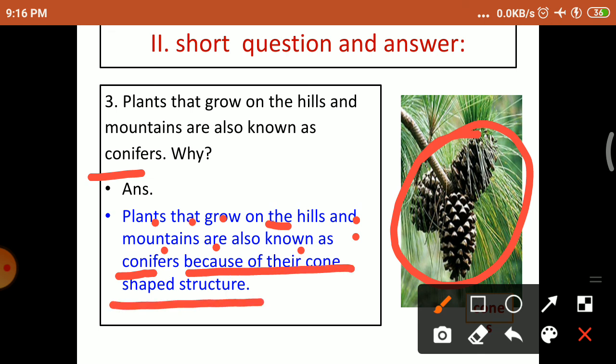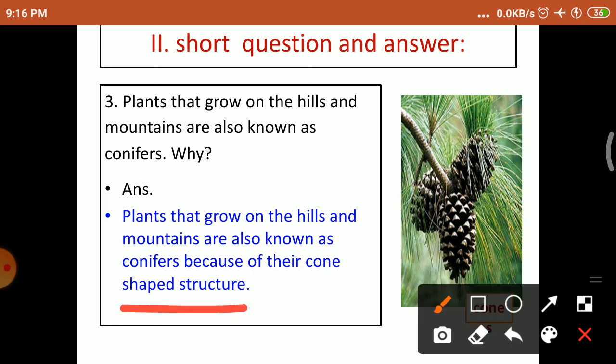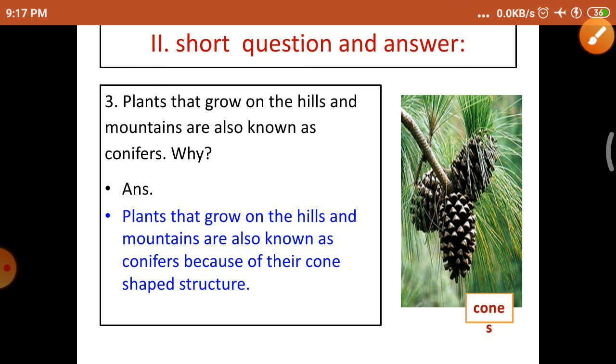This is a very important word, cone shaped structure. Look at this diagram. Here, the seeds of this plant are in cone shape. Due to that cone shape, these plants are called conifers. After completing this question, you have to draw a double line.